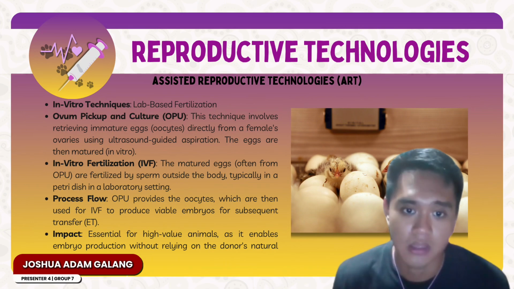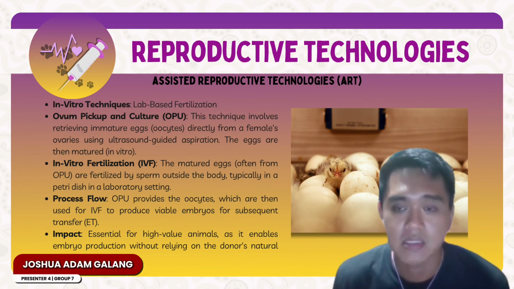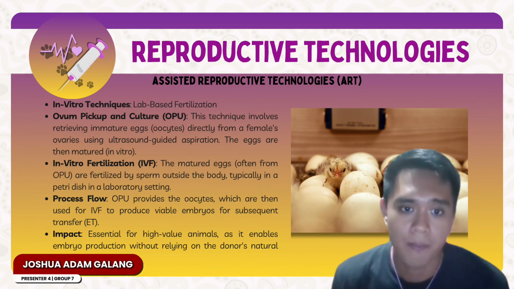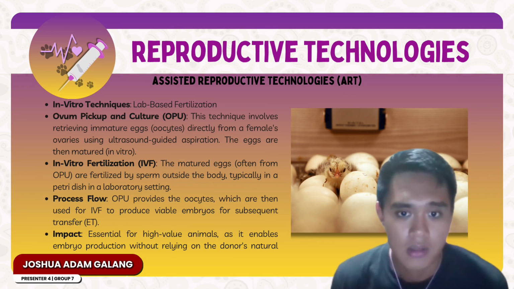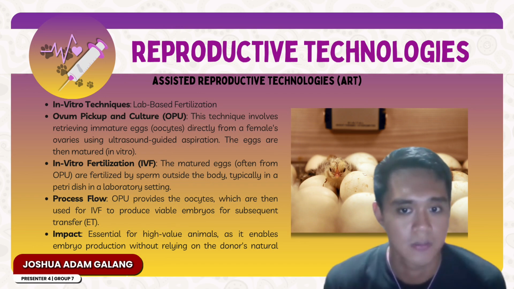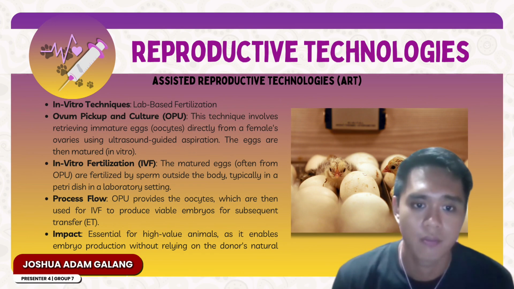Lastly, in vitro techniques, it is a lab-based fertilization. Ovum pickup and culture, or OPU. This technique involves retrieving immature eggs directly from a female's ovaries using ultrasound-guided aspiration. The eggs are then matured in vitro.